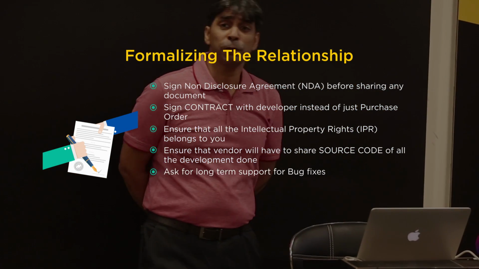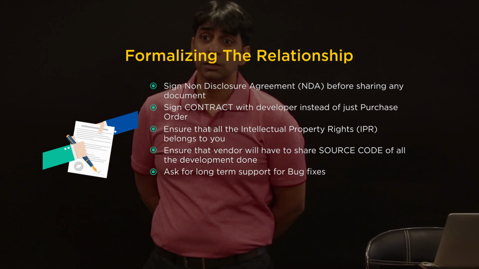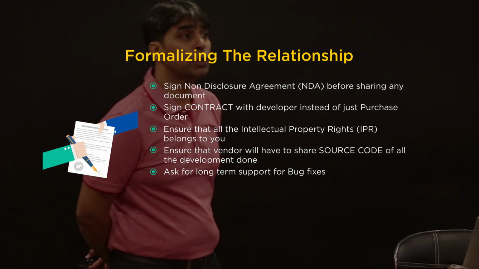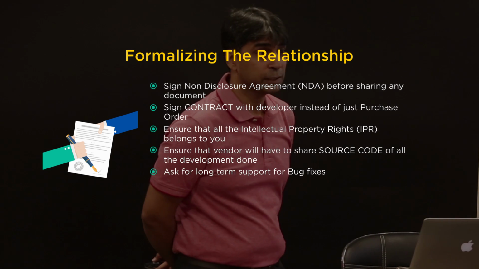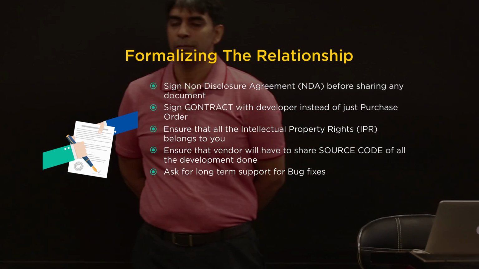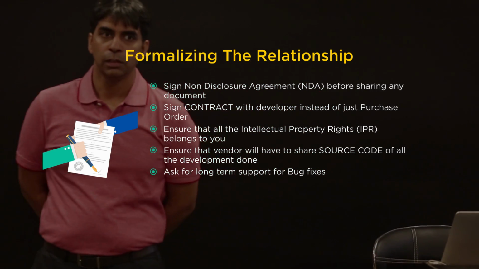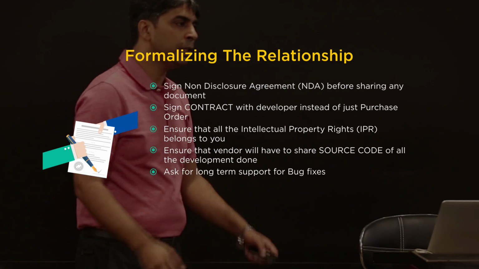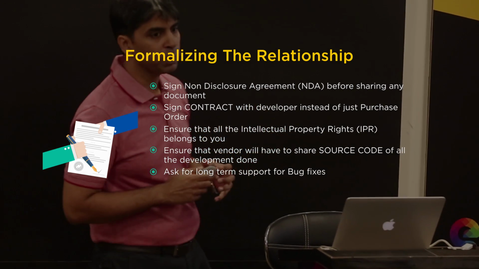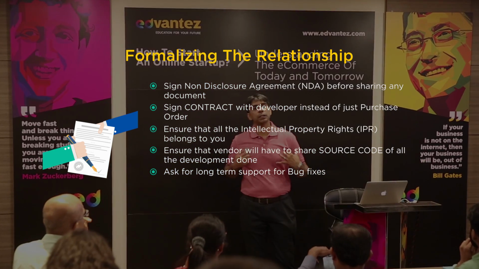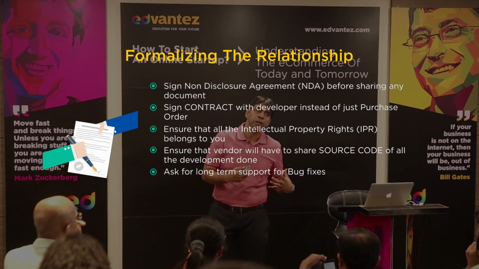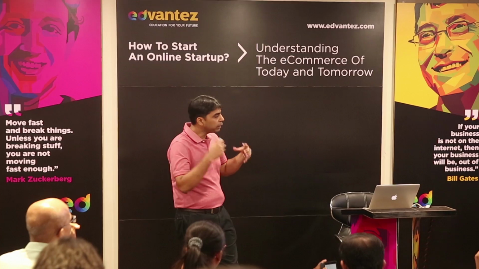As for long-term support for bug fixes, most developers tell you, we'll give you 3 months for bug fixes. No. Tell them I want more. Especially if you're paying them a decent amount of money, tell them I need longer time for bug fixes. Why? Because you're not going to be able to discover bugs until you have people on that site or on that app.